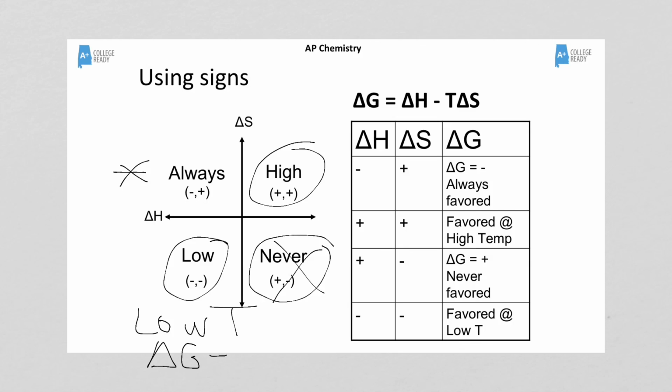And again, think about it. Both of these signs are negative. It's only going to happen at a low temperature. So to me, that logically can be easy to remember. Two negatives with low temperature, delta G is negative.